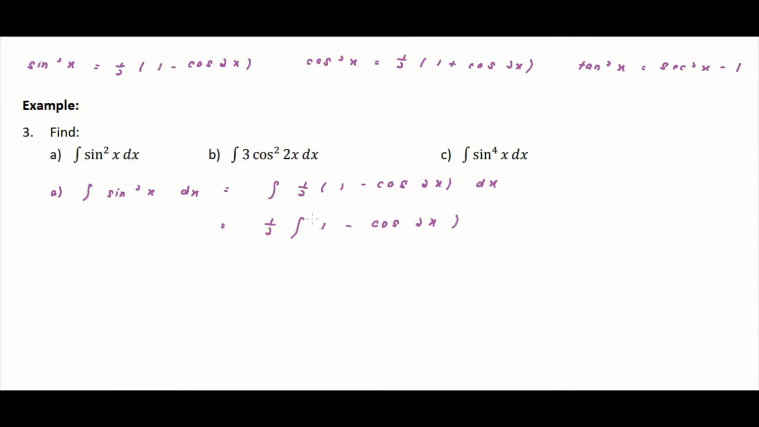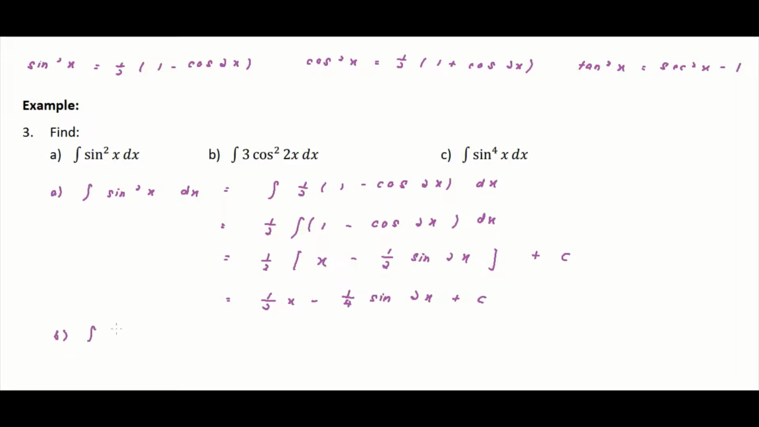So take out the constant. Then we can start to integrate here. 1 gives you x. Then minus, integrating cos 2x, it becomes 1 over 2, so cos becomes sine 2x. Plus c. Then multiply everything and simplify your answer: 1 over 2 x minus 1 over 4 sine 2x plus c. Alright, let's look at the next one, part b.